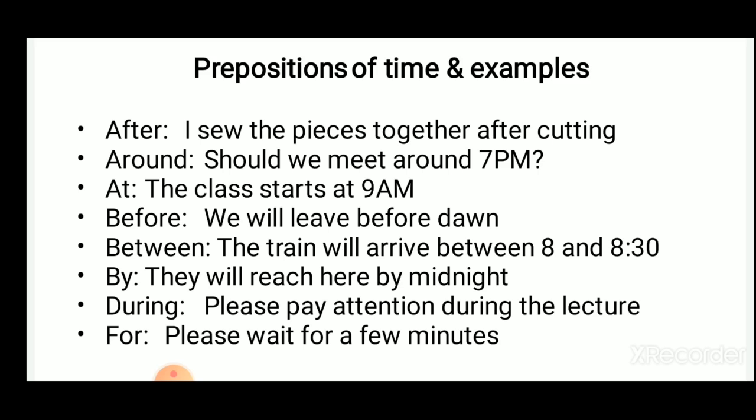Around: should we meet around 7 p.m.? Now here the time is not sharply exact. At: the class starts at 9 a.m. Here the time is sharp or precise in the use of at. Before: we will leave before dawn. When something is happening earlier than anything else, then we use before.